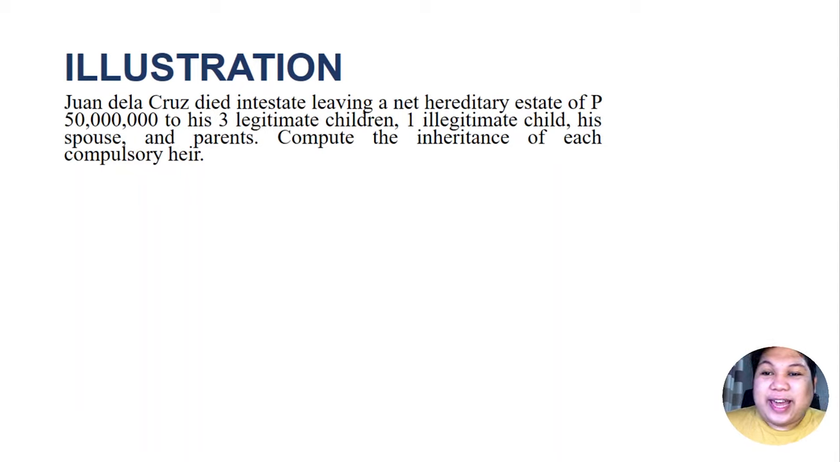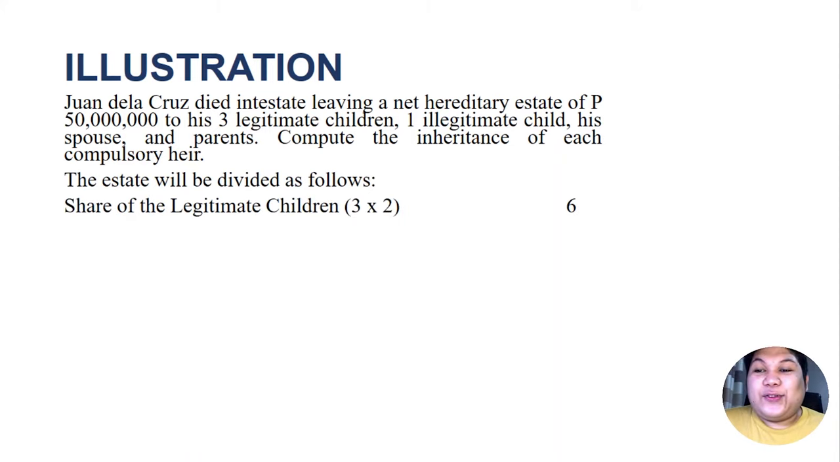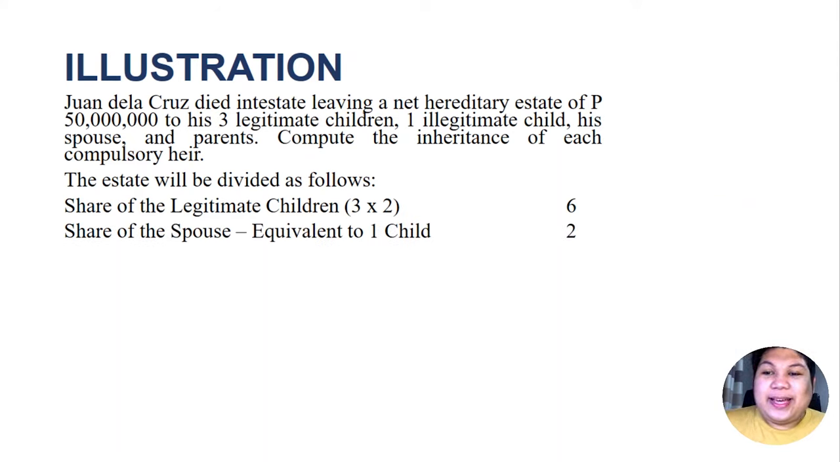Juan de la Cruz died intestate, leaving a net hereditary estate of 50 million to his three legitimate children, one illegitimate child, his spouse, and parents. So compute the inheritance of each compulsory heir. Okay, hold on. As I have said, when the legitimate children are present, the parents are excluded from succession. Okay, so therefore, we will have the same computation. So the share of the legitimate children will be 3 times 2, that is 6, because there are 3 of them. And then the spouse, equivalent to 1 child, and then 1 illegitimate child.